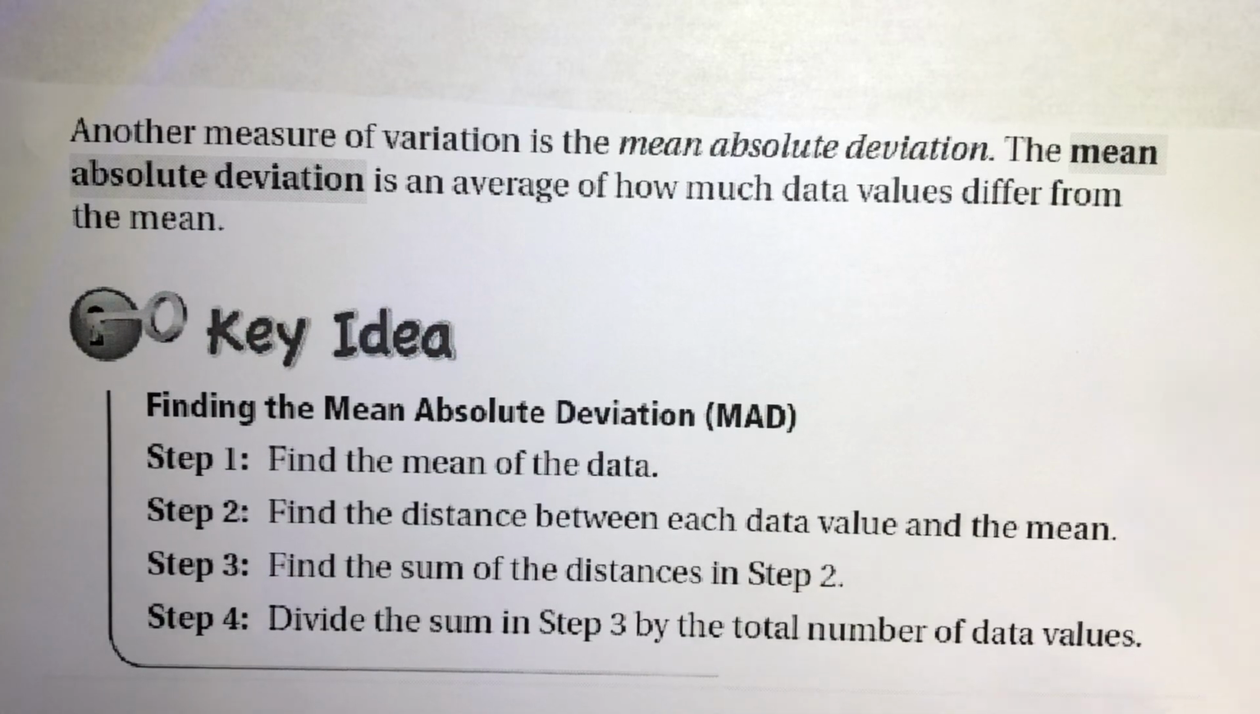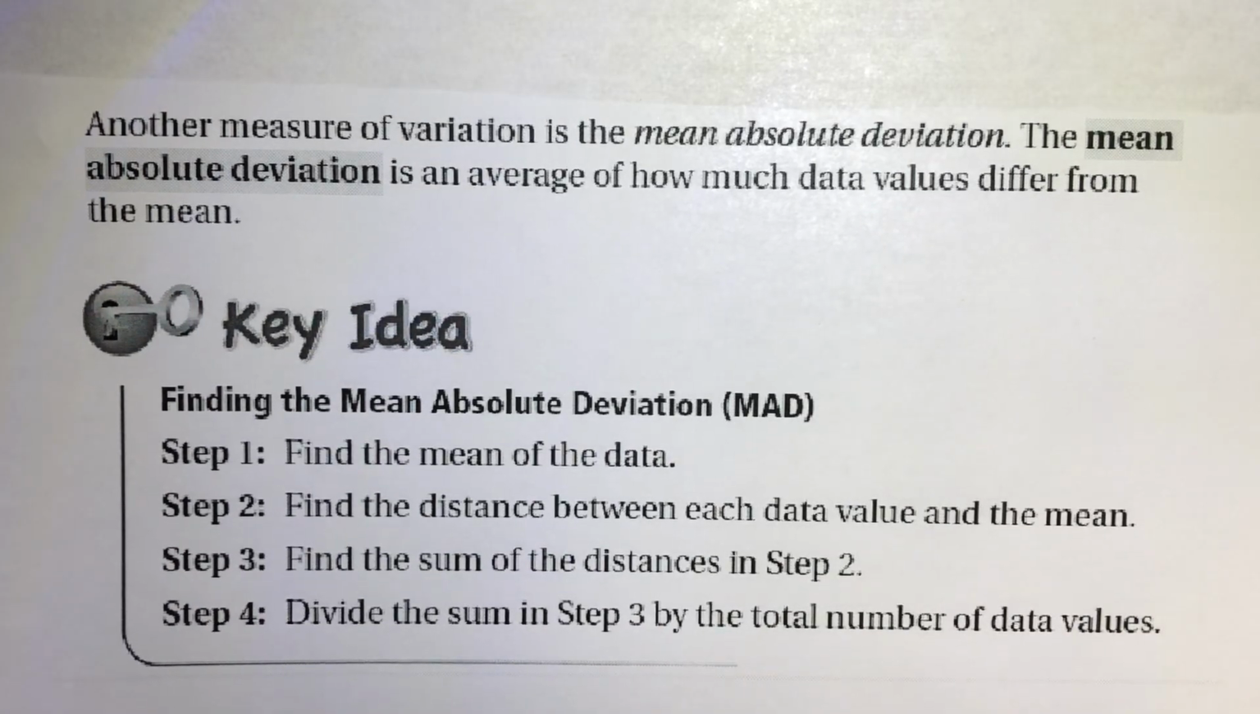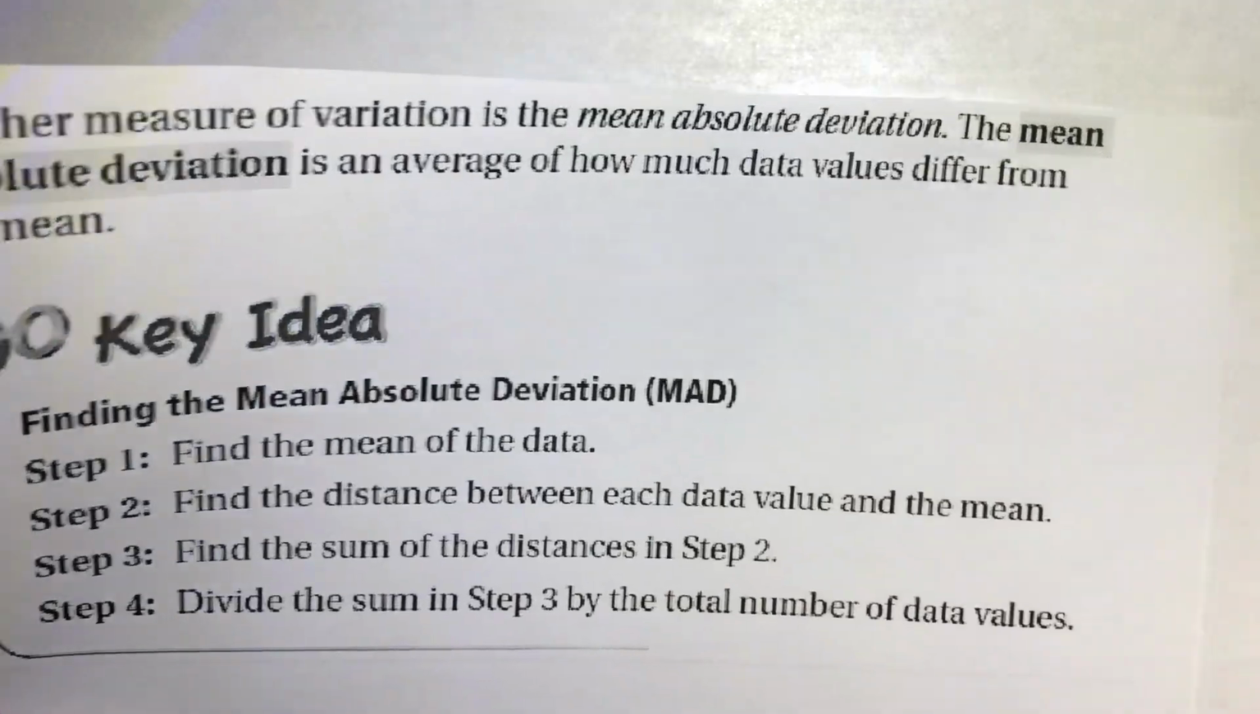So step 1 is to find the mean of the data. Step 2 is to find the distance between each data value and the mean. Then step 3 is to find the sum of those distances, and then step 4 is to divide that sum. Now let's take this literally one step at a time and see if we can do this process so it doesn't seem overwhelming, because these words are a little overwhelming.